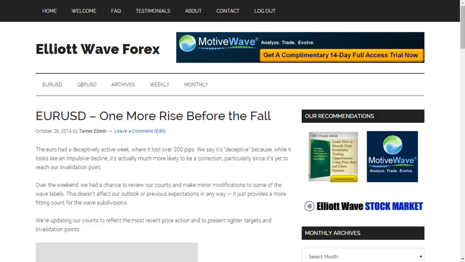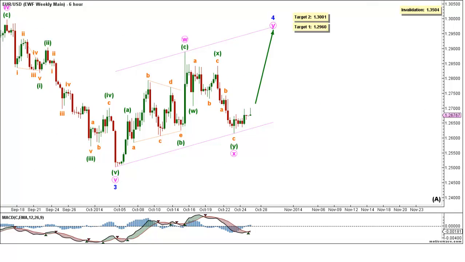So moving to our main count on the 6-hour chart, the bigger picture sees the euro moving towards the downside in intermediate wave A, which is forming an impulse labeled minor waves 1 through 5. Minor wave 3 formed an impulse labeled minute waves 1 through 5 and has reached nearly 261.8% the length of minor wave 1.